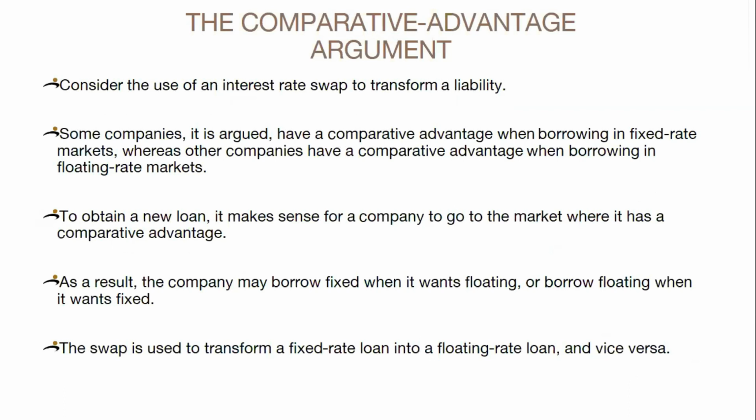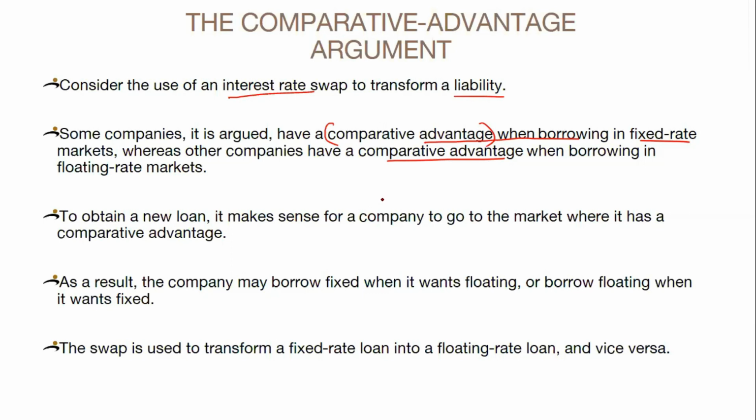Now let's talk about the comparative advantage argument. Consider the use of IRS to transform a liability. So we are assuming here that there are two parties, they have certain liabilities and they want to change the nature of their liabilities. Some companies, it is argued, have a comparative advantage when they are borrowing in the fixed rate market. And it is very much possible that other party has a comparative advantage when they are borrowing in the floating rate market. Don't worry about this term. Once I give you the example, this term will be pretty clear to everyone.